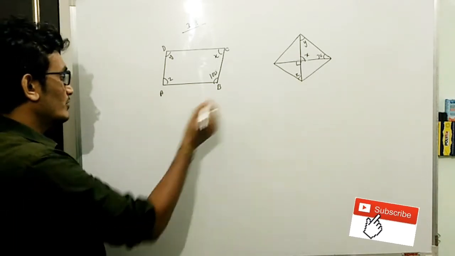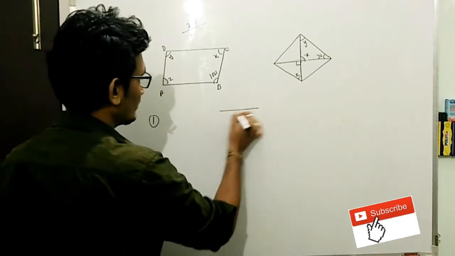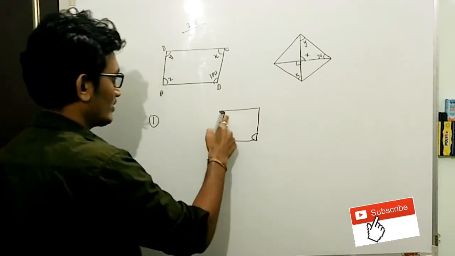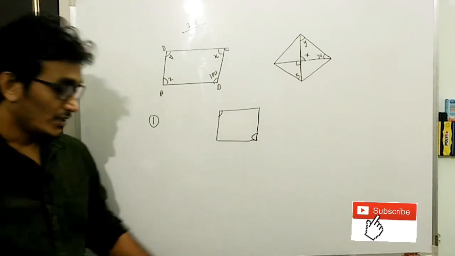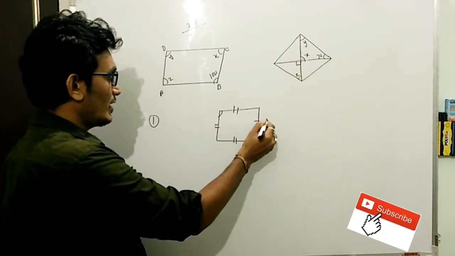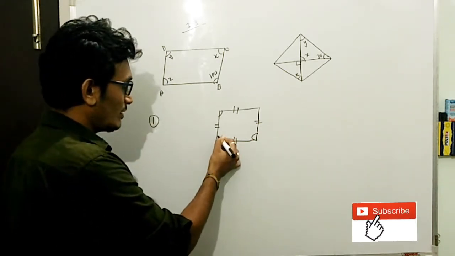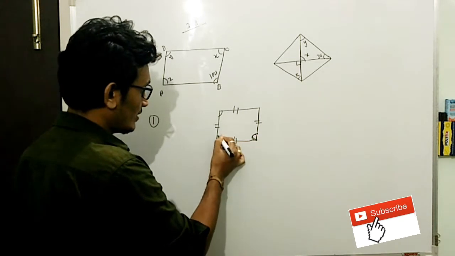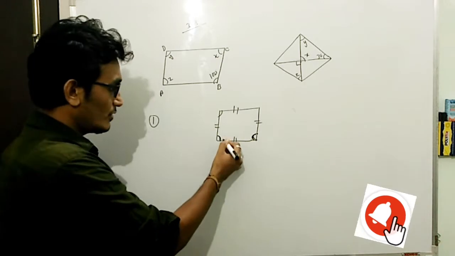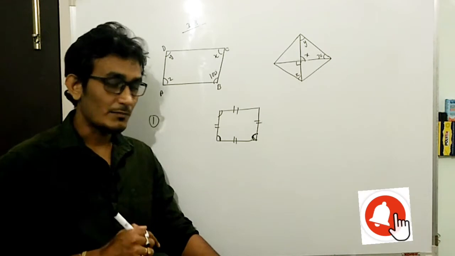In a parallelogram, number one property is what? Opposite angles are equal. Property number two: the opposite sides are parallel and equal. Property number three: adjacent angles are supplementary. These two are adjacent angles having one common arm. So in a parallelogram, adjacent angles are supplementary.